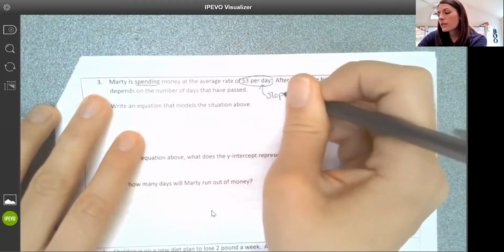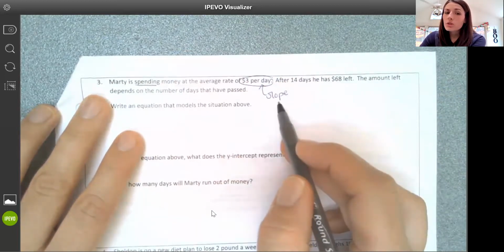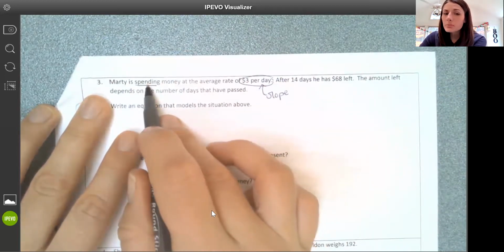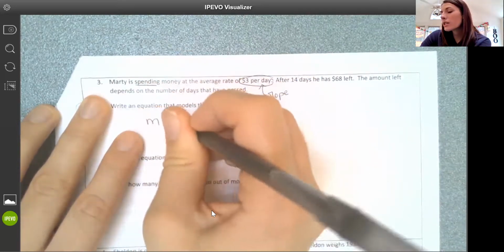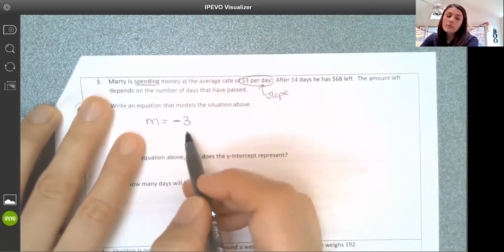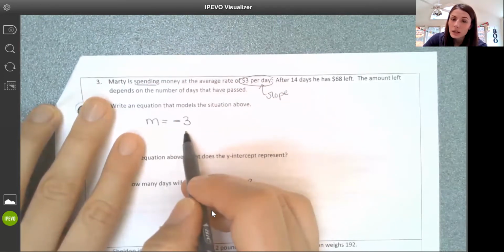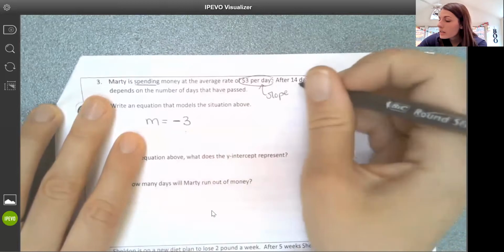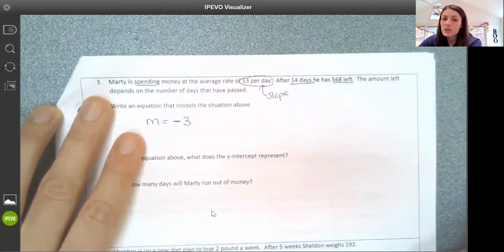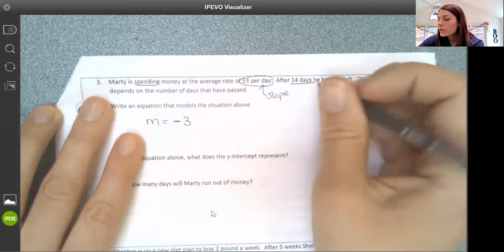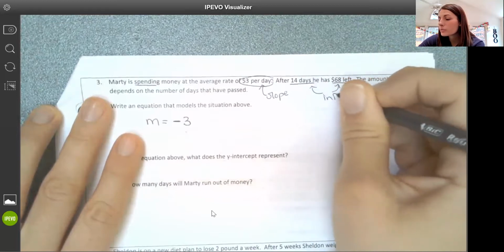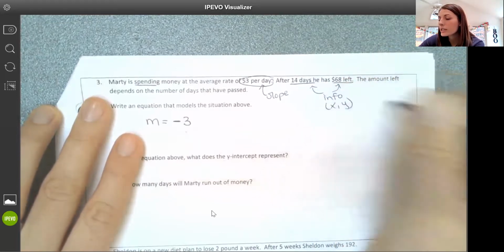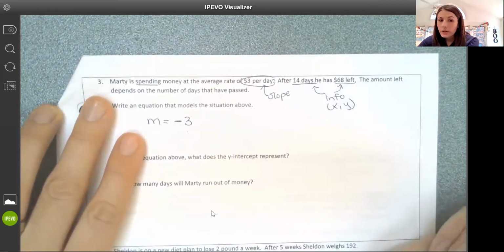So I can identify this as a rate, or that this is going to be my slope, but he is spending money at that rate, which means I am decreasing by 3 each day, okay? That my slope is negative 3. And then it tells us that after 14 days, he has $68 left. That's not an initial amount. It's the amount after 14 days. So this is what I mean by a piece of information. This is just some info that I can then organize into an X and a Y value.